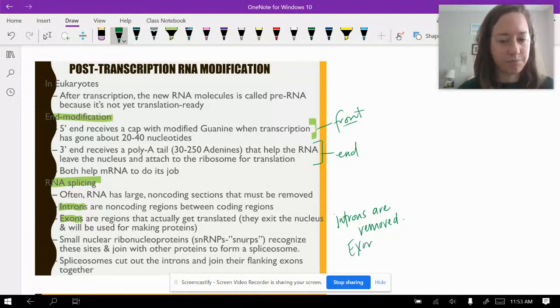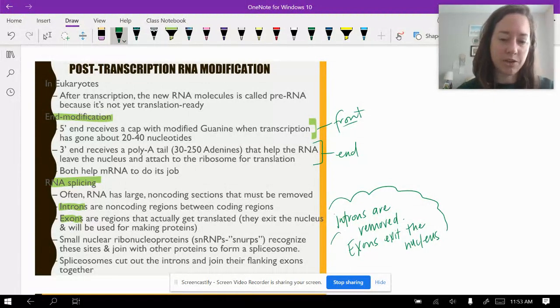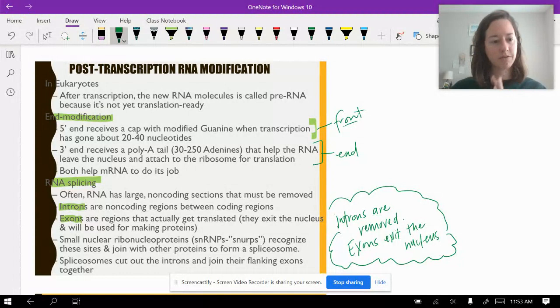Exons exit the nucleus. And that's how I usually remember that exons are the coding region, so they're the ones that have to leave the nucleus.